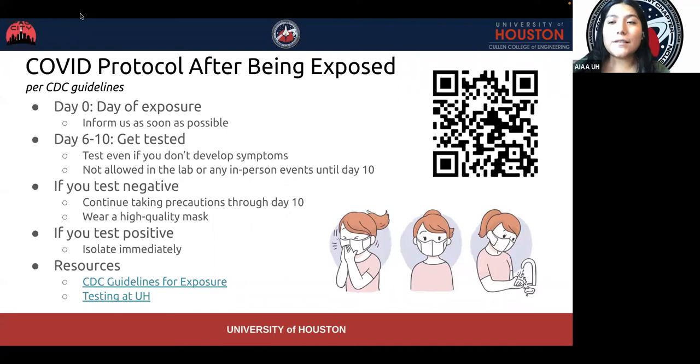The resources down below will have links to the CDC guidelines for exposure, as well as a link to the testing kiosk that we have here at the University of Houston. If you scan the QR code, it will direct you to the same thing. So please, guys, keep us updated with your test results, and we hope you all feel better. Please stay safe.